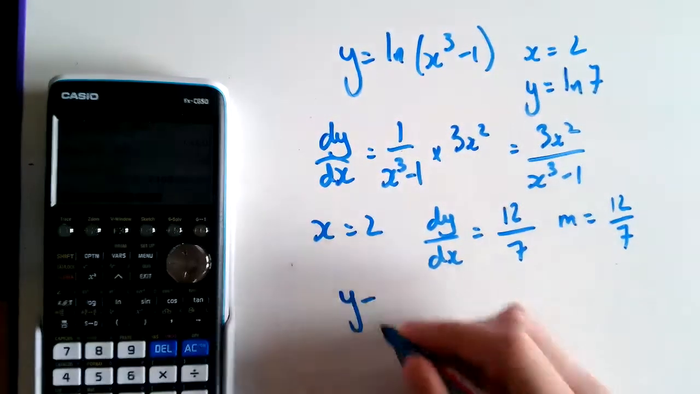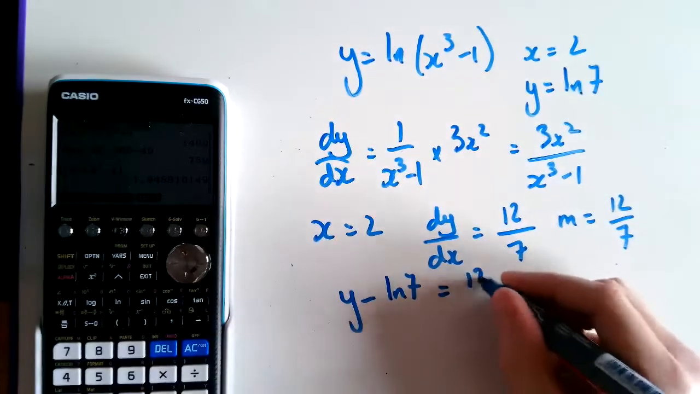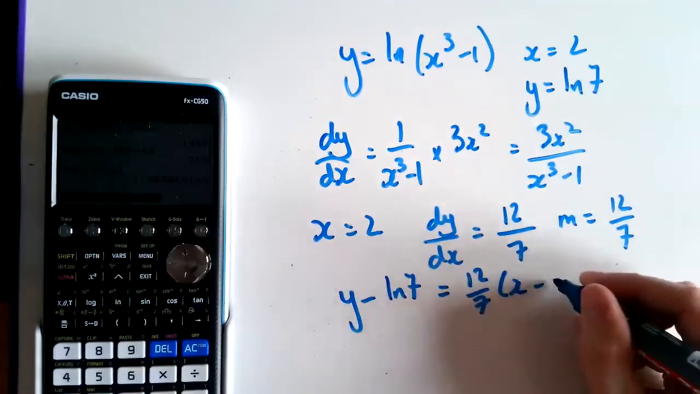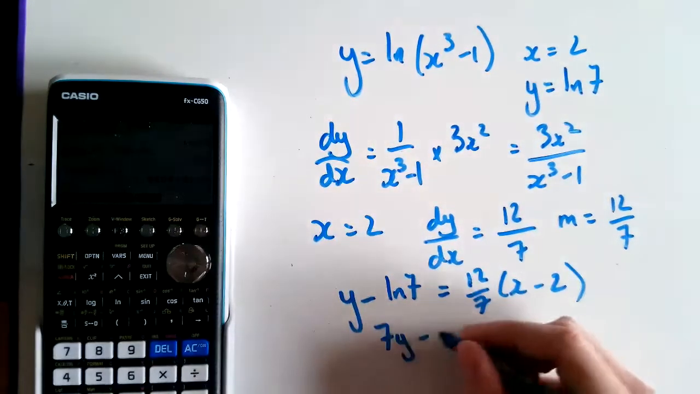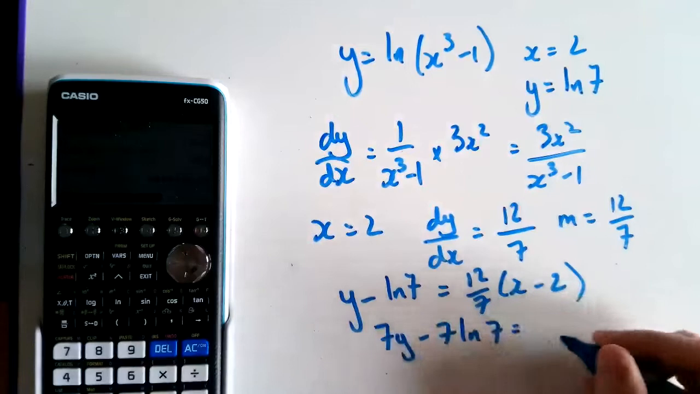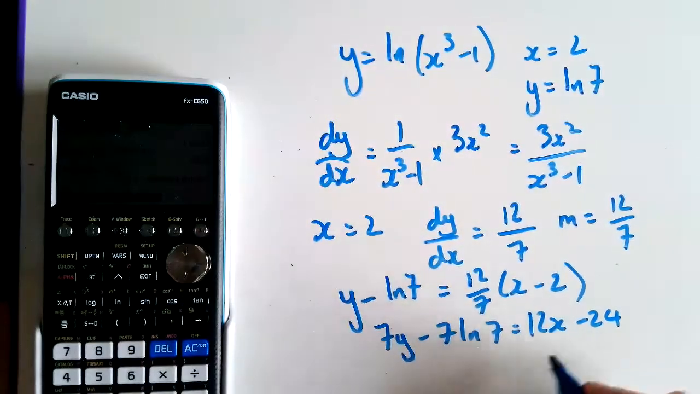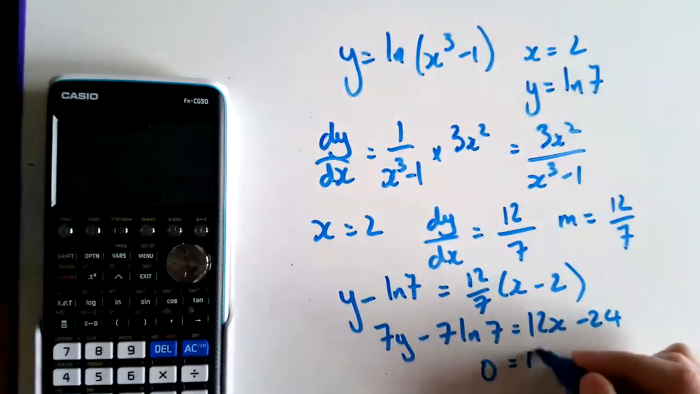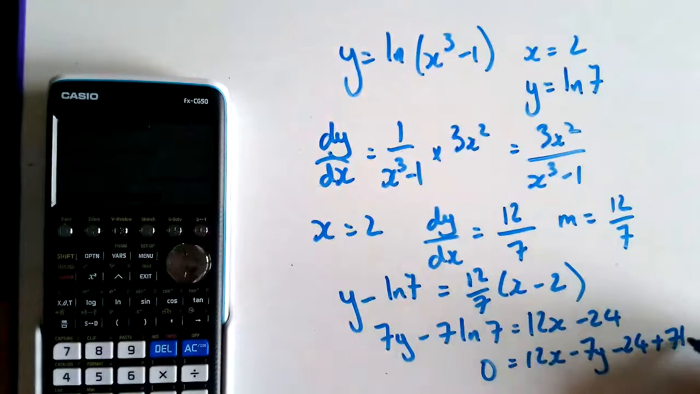So y minus y1, ln 7, equals m times x minus x1, which was 2. I'm going to times it by 7, so 7y minus 7 ln 7, and expand by 12, so 12x minus 24, and then just take everything to one side. So 12x minus 7y minus 24 plus 7 ln 7.